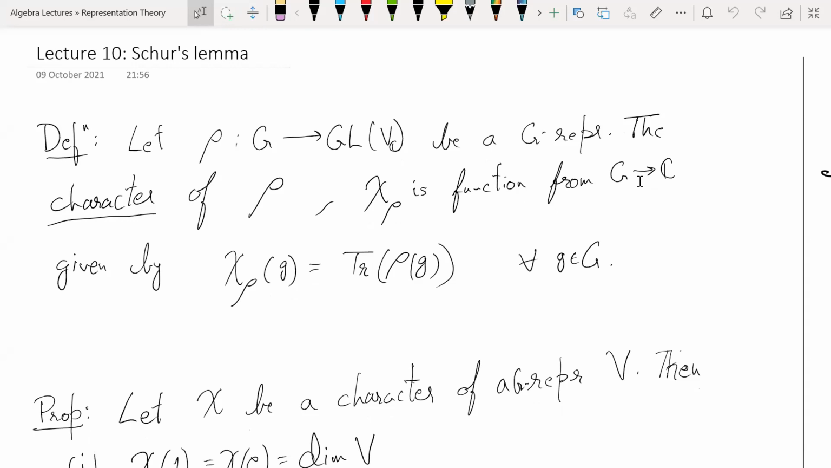So last time we discussed characters. We saw the definition of a character of a representation, which is basically you take the trace of rho(g), where rho is the representation and little g is an element of the group. So it's a function from G to the base field. Since we are working over complex numbers, the range will be complex numbers. And as we will see, it more or less determines the representation as well.